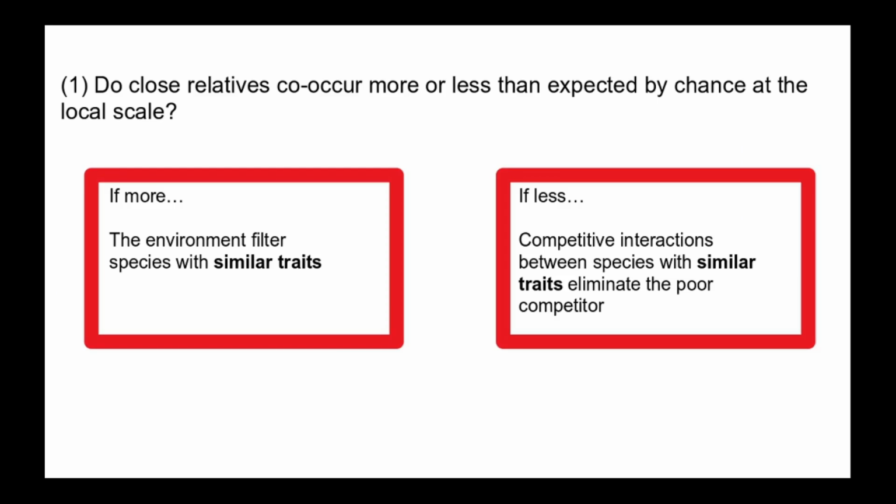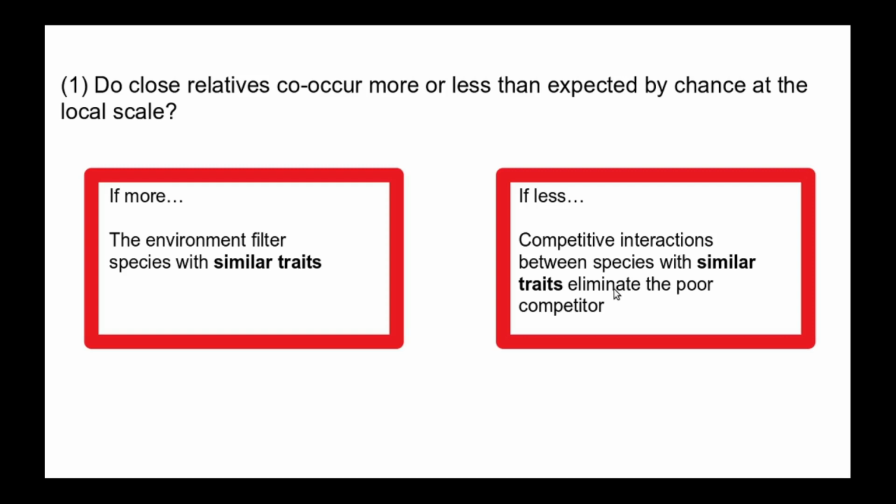And our question was a simple one. Do close relatives co-occur more or less than expected by chance? By that we calculated those indexes at this local scale. If they co-occur more than expected by chance, the prediction is that the environment filters species with similar traits. So the environment selects species with similar traits. If they occur less than expected by chance, competitive interactions between species with similar traits eliminate the poor competitor.